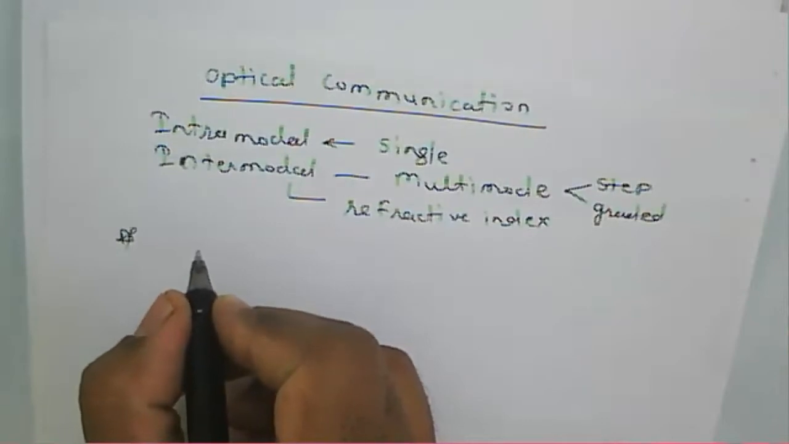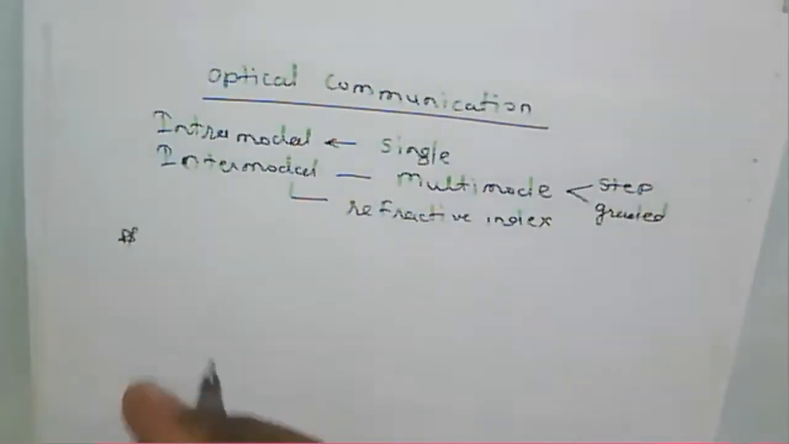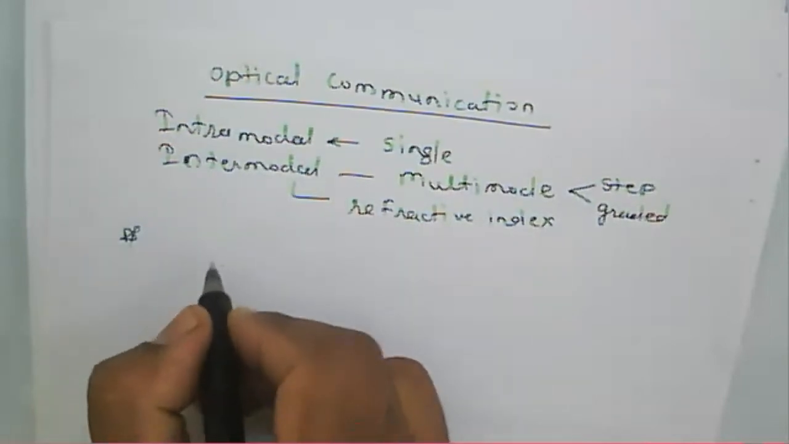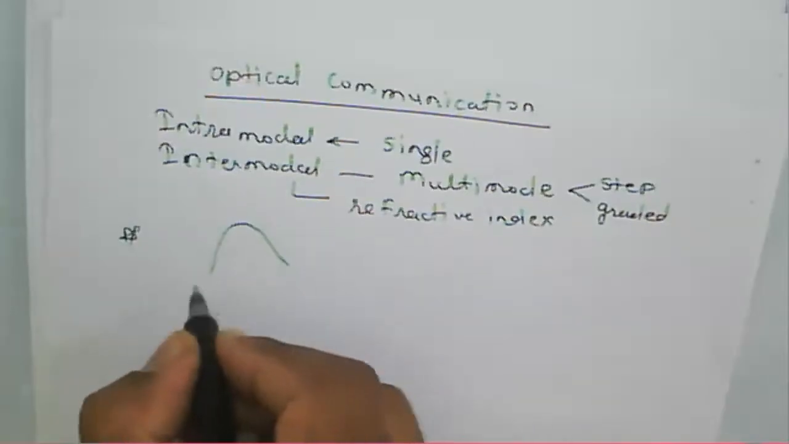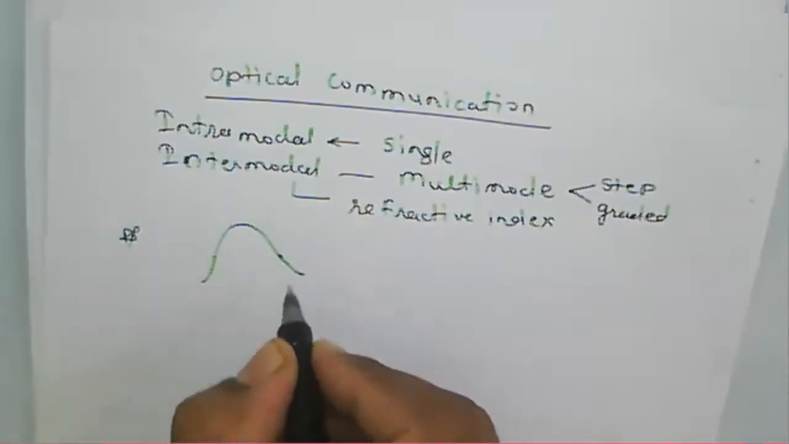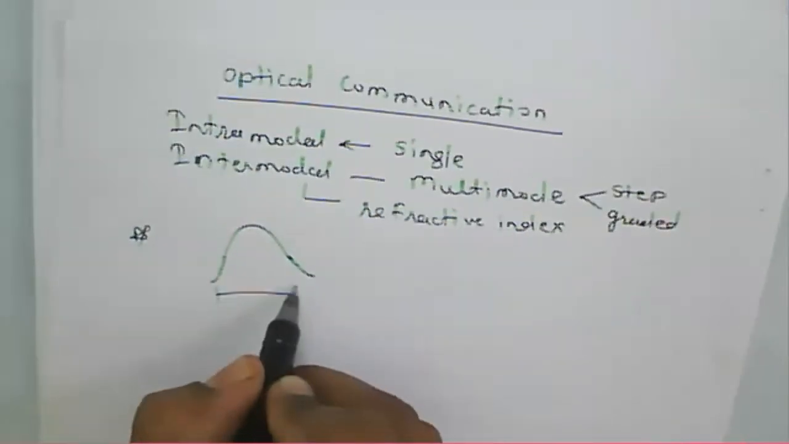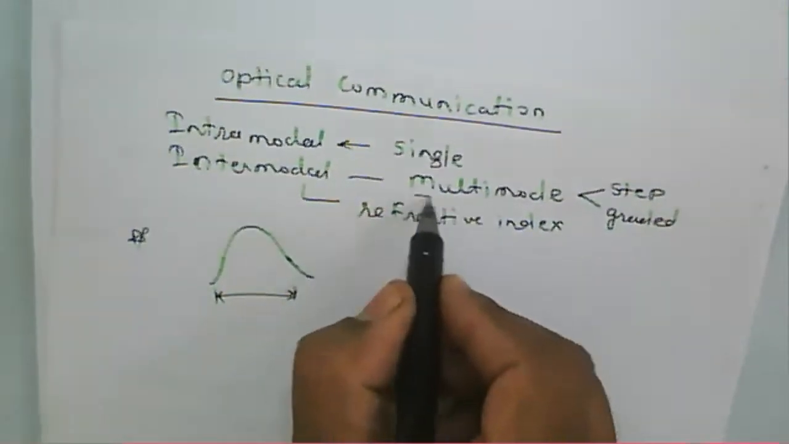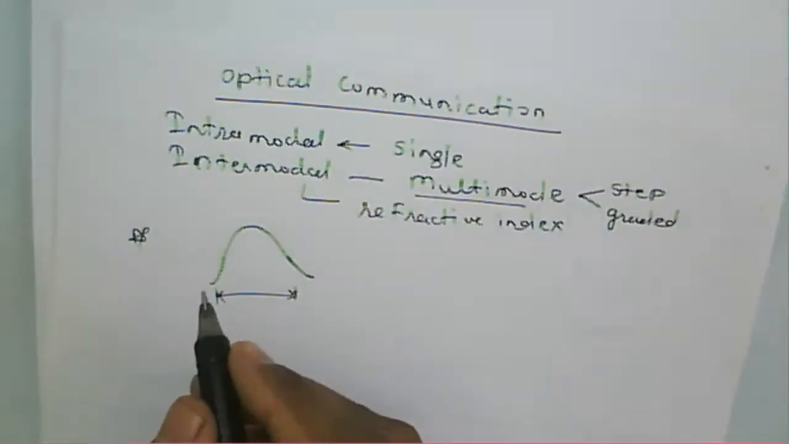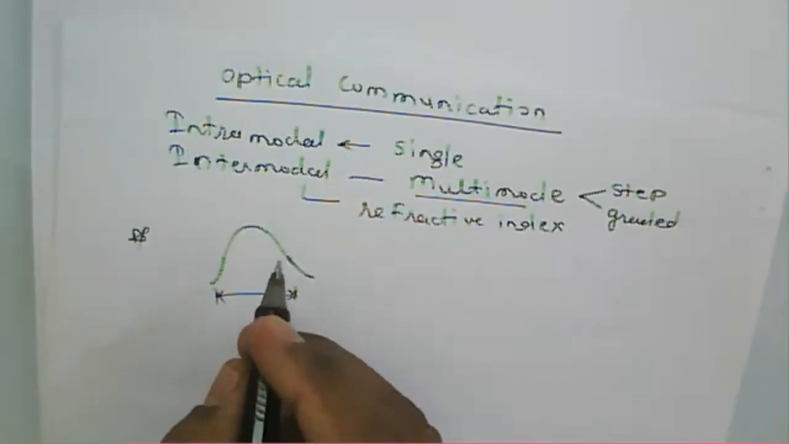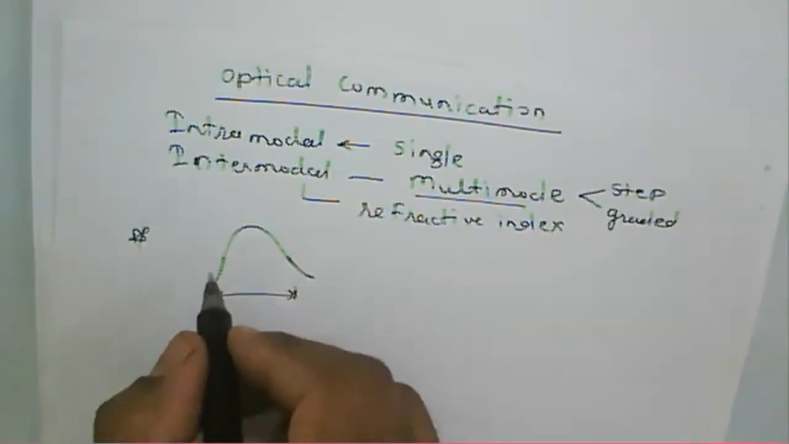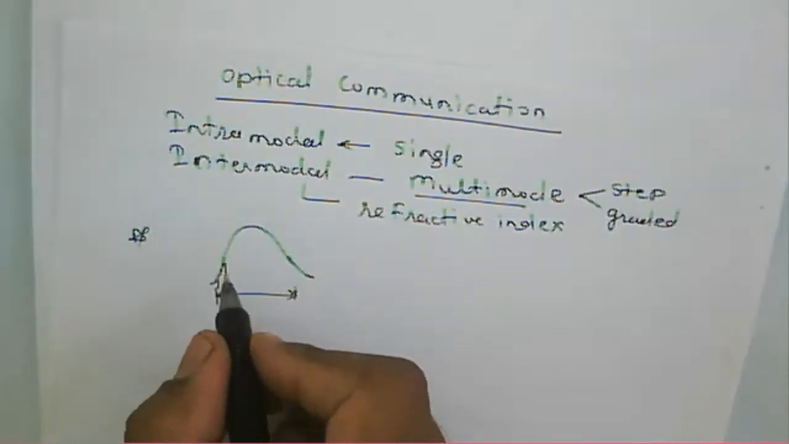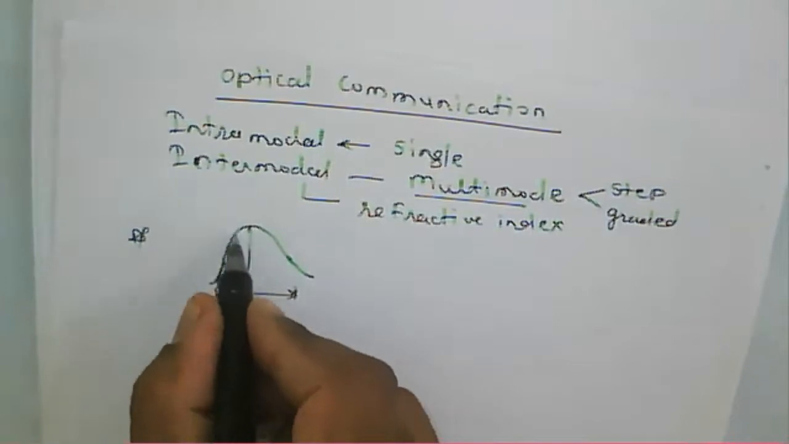Why does this dispersion occur? Because we have a source, and that source has a spectral width. The spectral width will be large because we are using a multimode fiber, so they have the largest spectral width. And what does that spectral width mean? That each and every component belongs to a different frequency or a different wavelength.